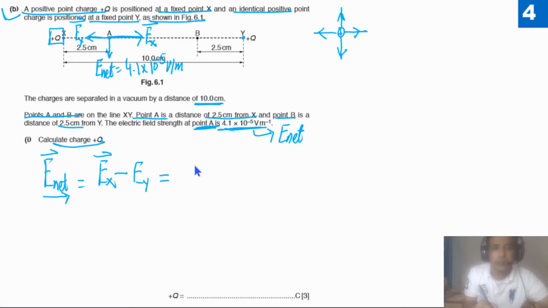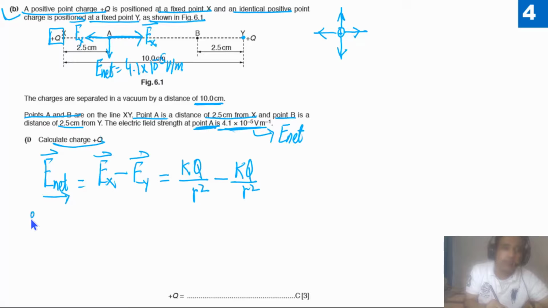Now we can simply plug in values. The electric field due to the charge at point A, we can say this is equal to KQ over R squared, because E is equal to KQ over R squared, minus the electric field due to the charge located at Y, this is to the left, so this is KQ over R squared.